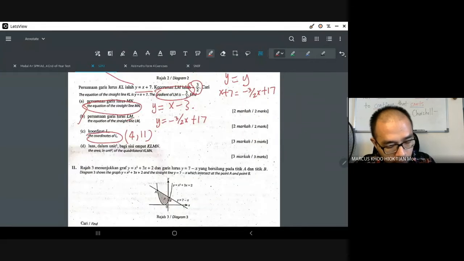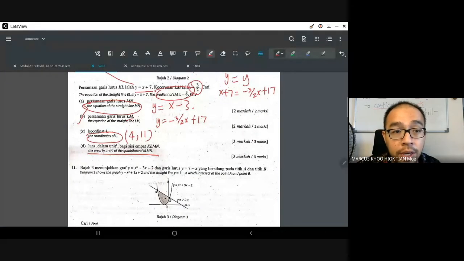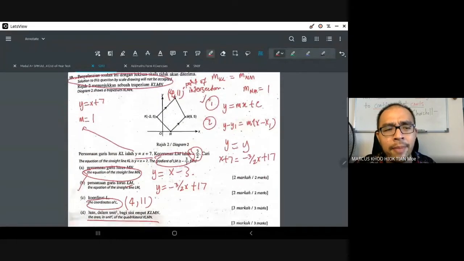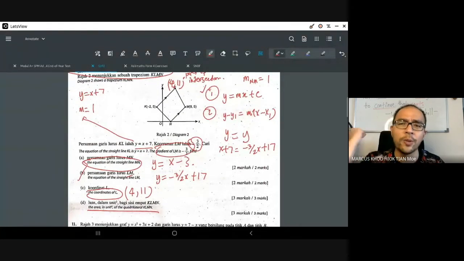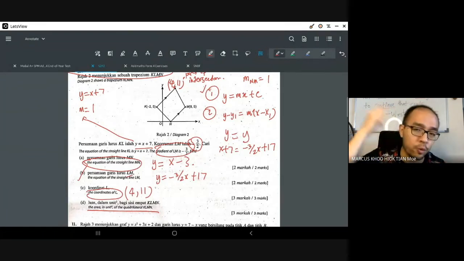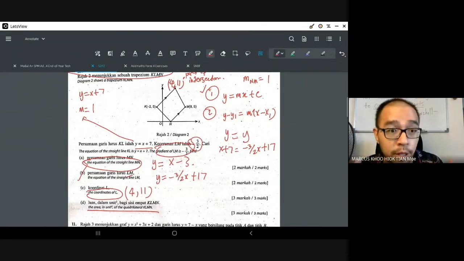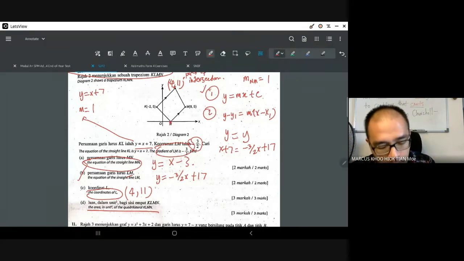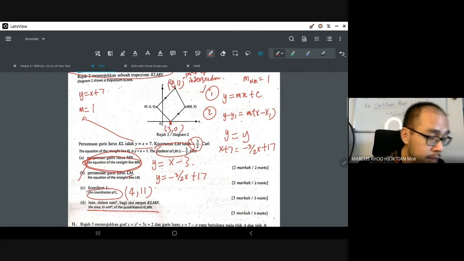Now you can find the area of KLMN. Remember the formula that we used last year, the one where I went down and then up. So that's the formula for area. Of course the problem now is we don't have the coordinate of N, but we have the equation of MN. Once you put it in, you will find that this coordinate is 3 and 0.